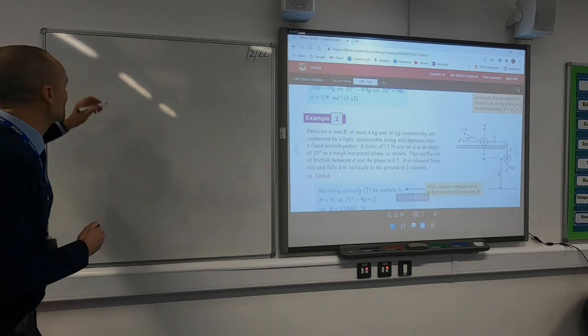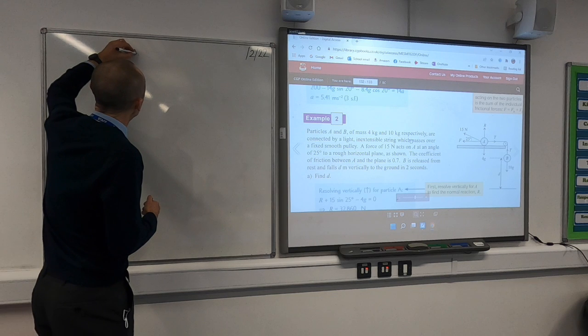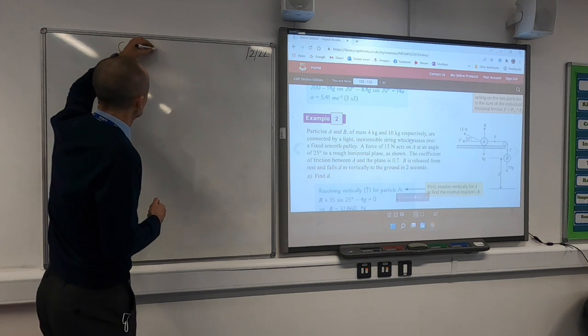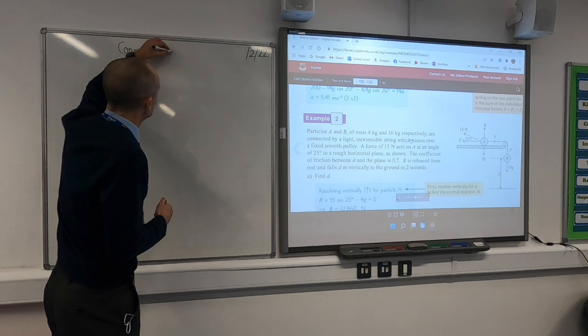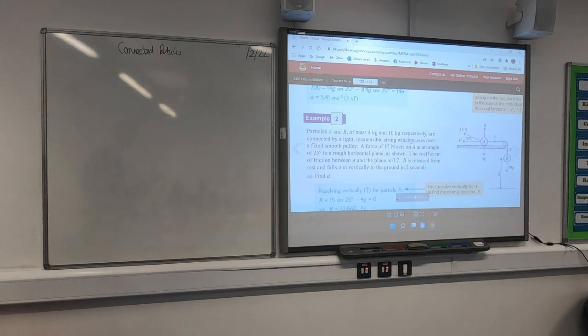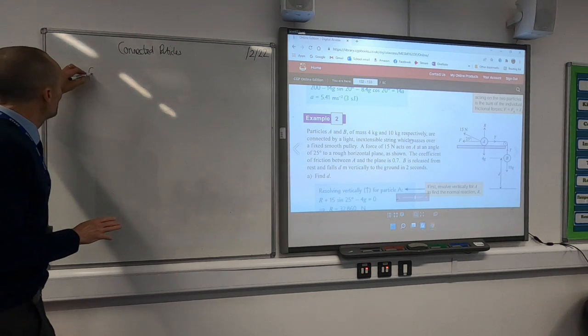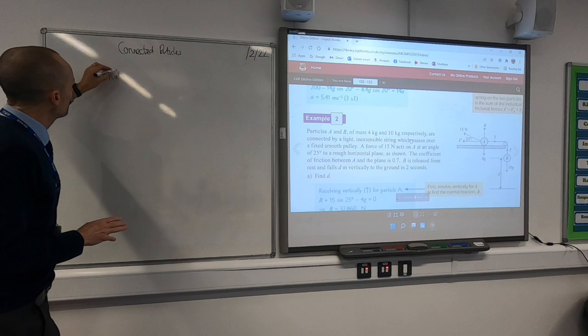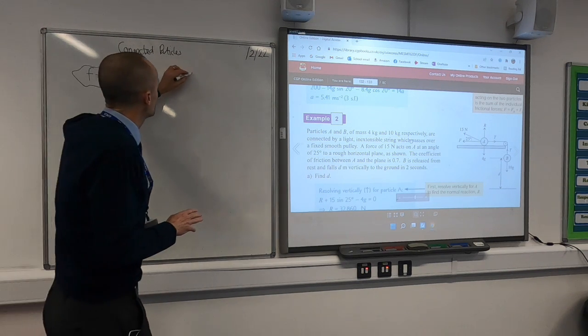Right, connected particles. When we're dealing with connected particles, we are nearly always dealing with things which are moving. And as we found yesterday, that gives us the combination of F equals ma with suvat.